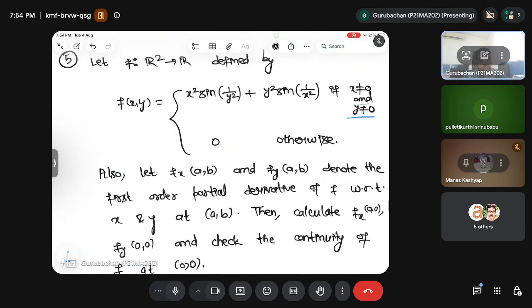Whenever both the terms are non-zero, then only this function applies. Otherwise, if any one of them is zero, your function will be zero.